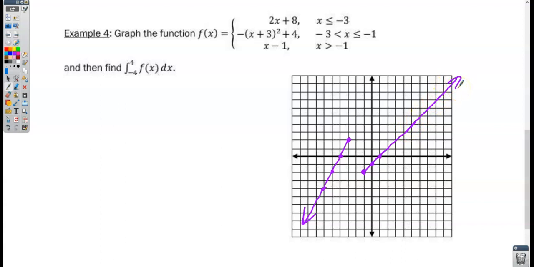And then for -3 to -1, it's this parabola, which, oh, that should have been an open circle at the end of that. Got to pay attention to my inclusion, exclusion. All right, and then there's the vertex of that parabolic piece. And it goes this way. There's the graph of my function.